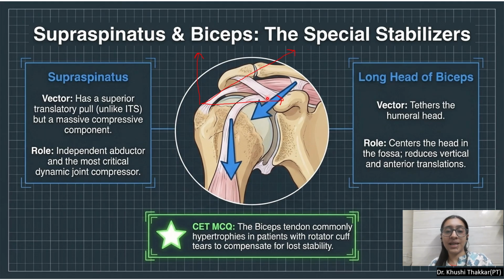Now the long head of biceps, as you see in the diagram, goes like a roof over the head of the humerus and then enters into the bicipital groove. This helps center the head into the fossa, and it reduces the vertical translation because it's like a roof, and anterior translation because it comes anteriorly into the bicipital groove.